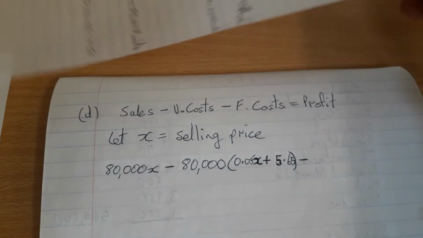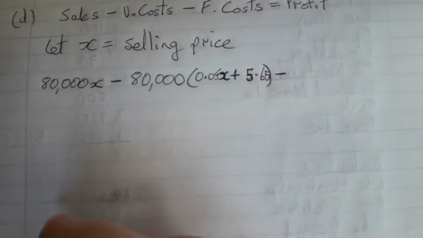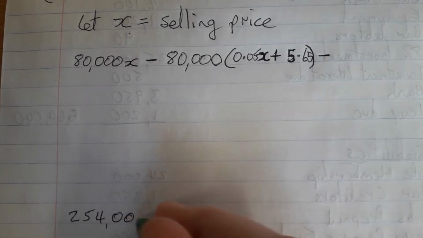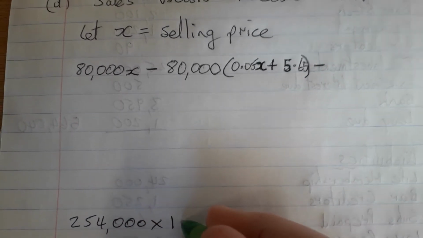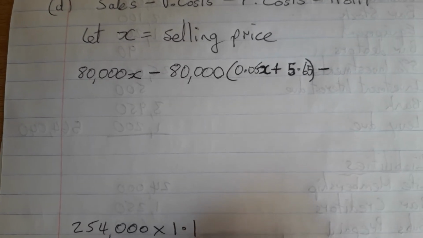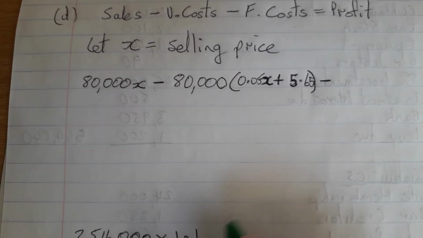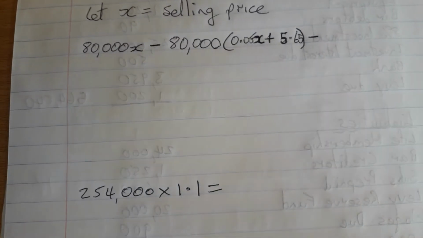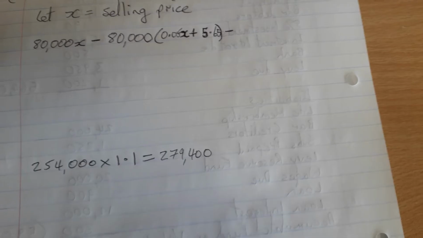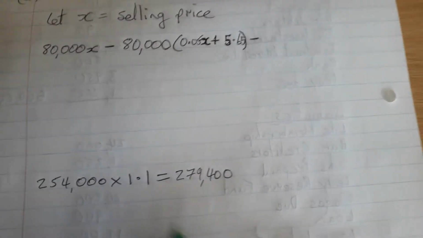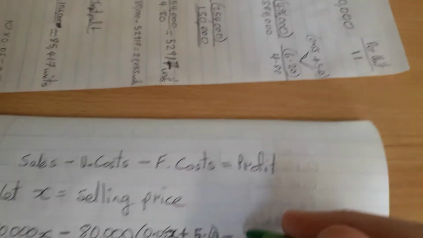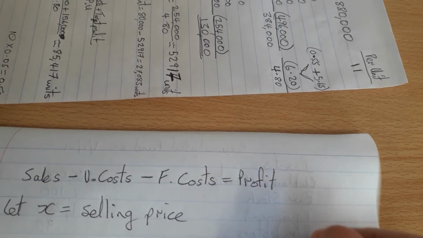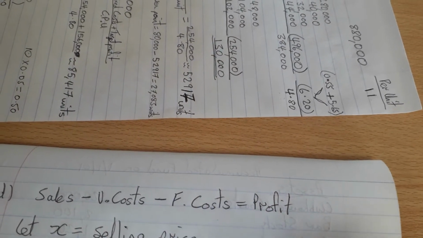If they increase by 10%, well, the way I do it, and I'm just going to do it down here a bit further, is I do 254,000 and I multiply it by 1.1 to get 110%. 1 for 100%, 0.1 for 10%. So 110%, that's an increase. And I'm going to pause there and get a calculator and work that out. So that worked out to be 279,400. So I'm going to say minus 279,400. That's my minus fixed costs.